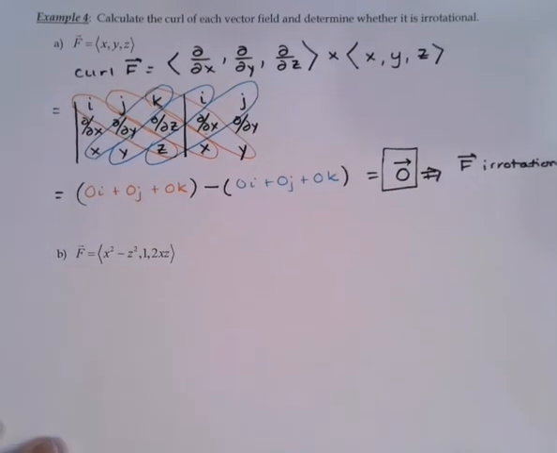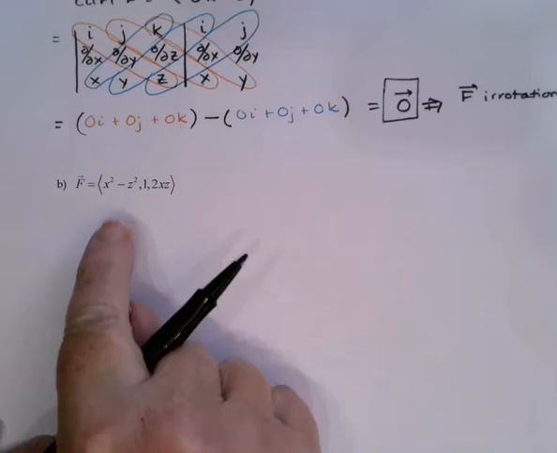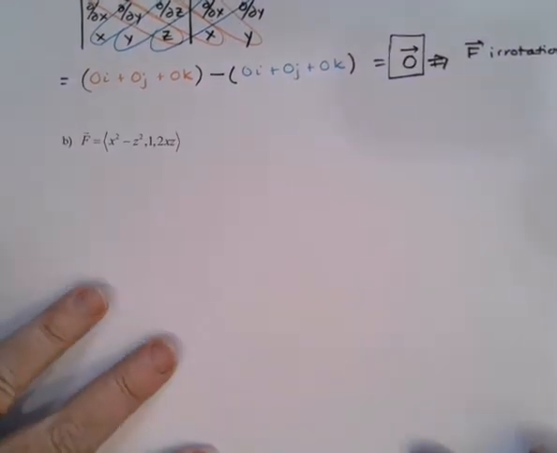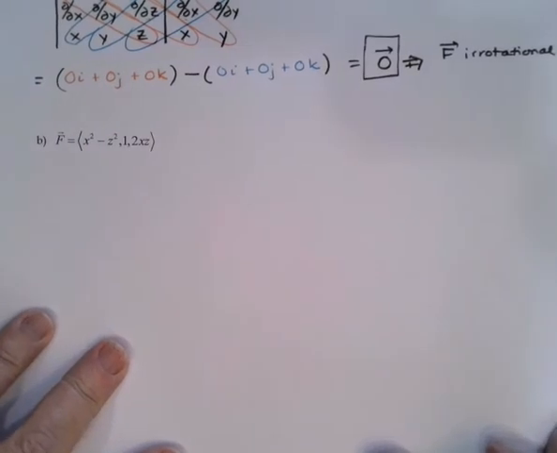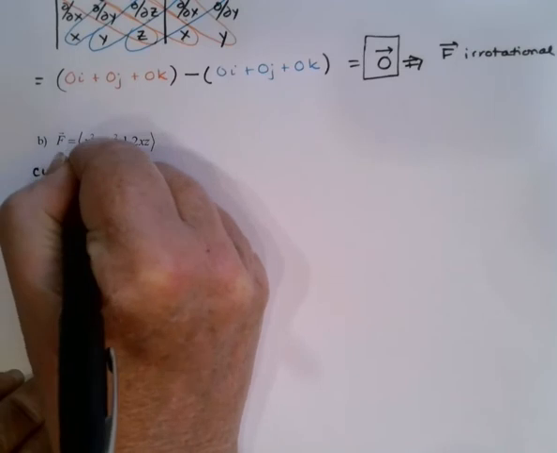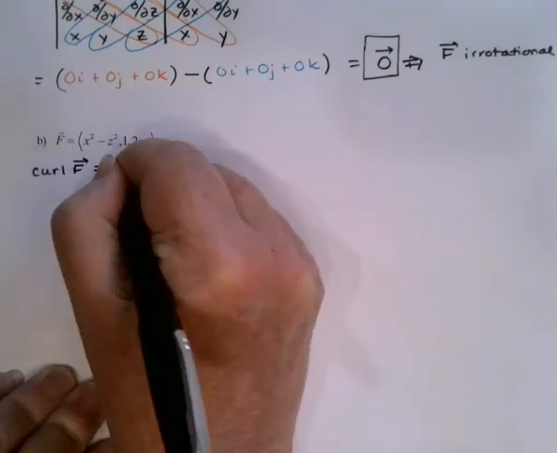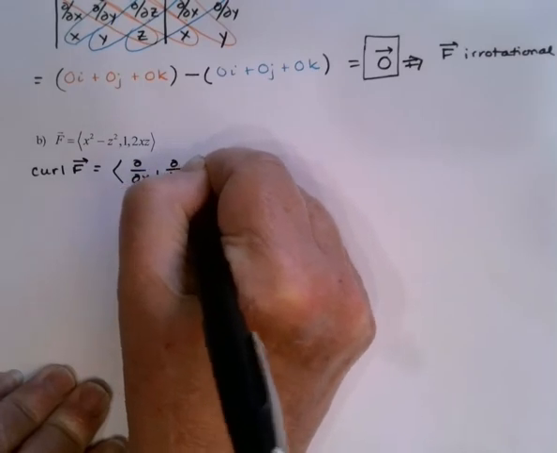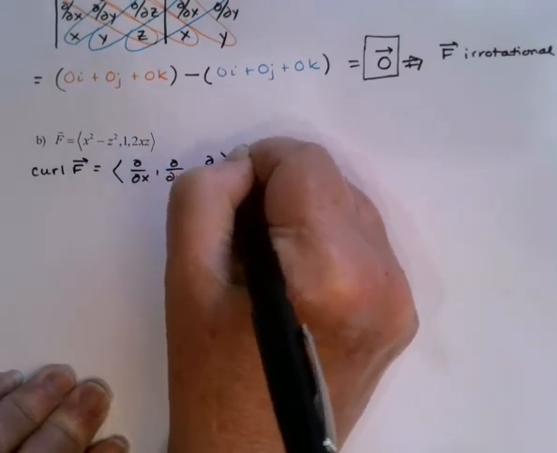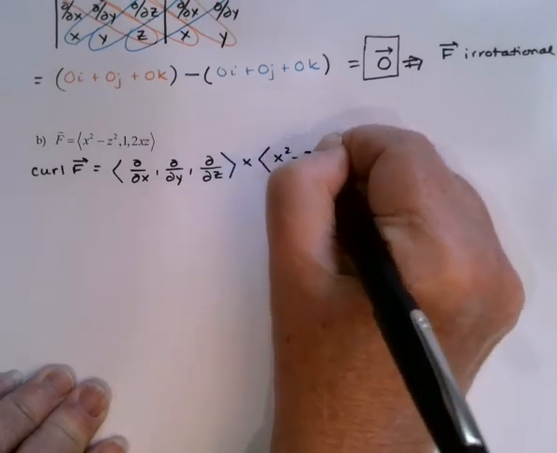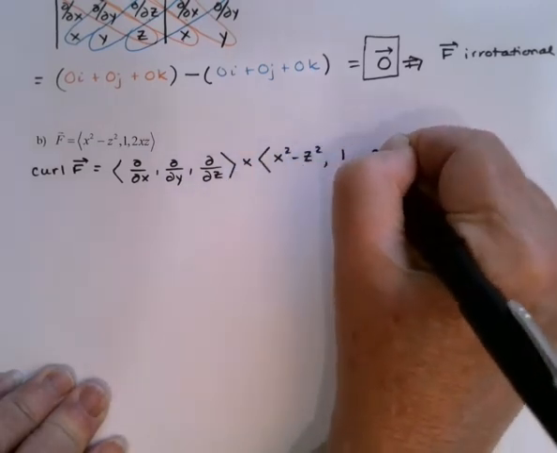All right, let's try this other one. New vector field here. So to get the curl of f, we once again take our del operator, cross product with this vector field.